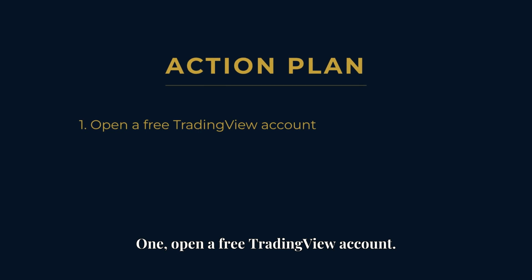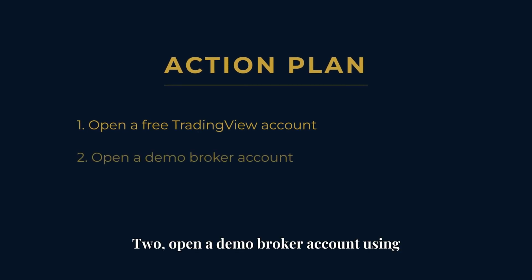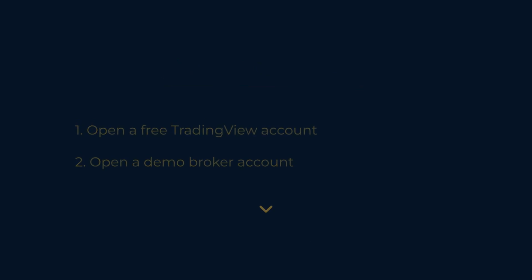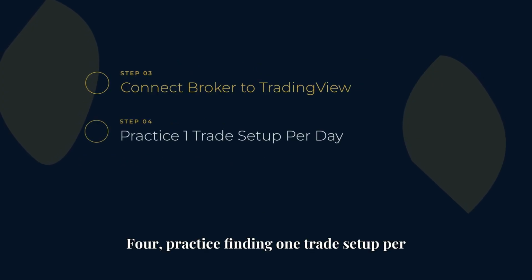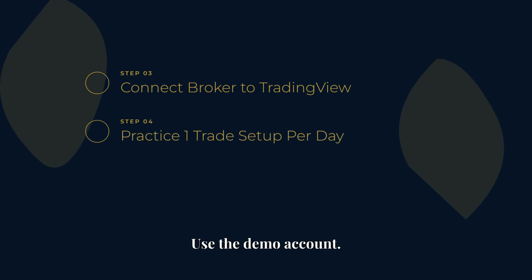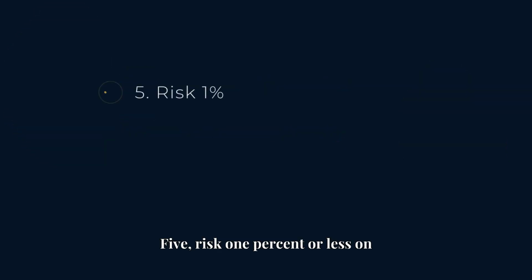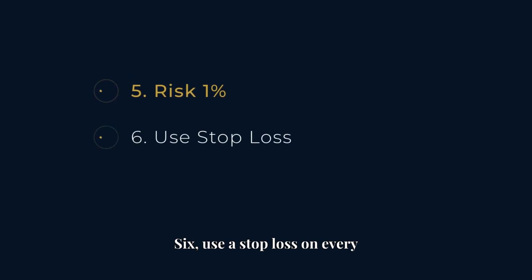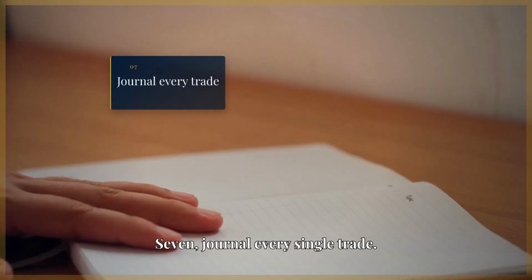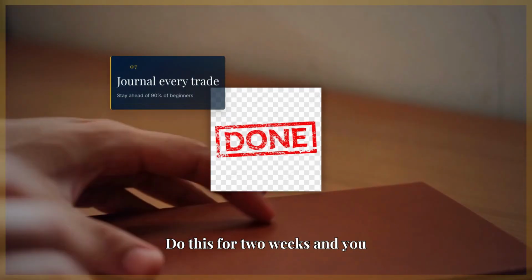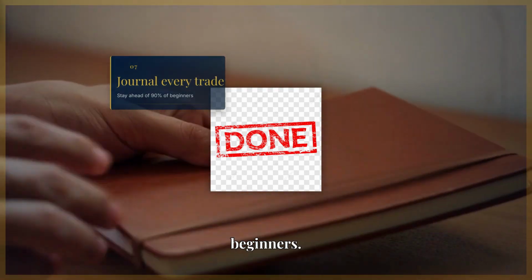Here's your action plan. 1. Open a free TradingView account. 2. Open a demo broker account using the links below. 3. Connect your broker to TradingView. 4. Practice finding one trade setup per day for 2 weeks. Use the demo account. 5. Risk 1% or less on every single trade. 6. Use a stop loss on every single trade without exception. 7. Journal every single trade. Do this for 2 weeks and you will be ahead of 90% of beginners.